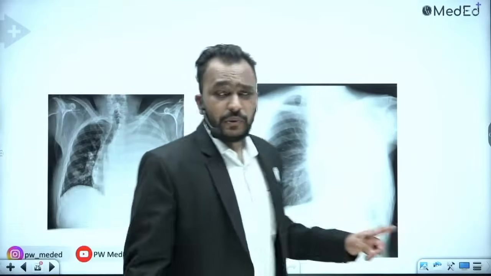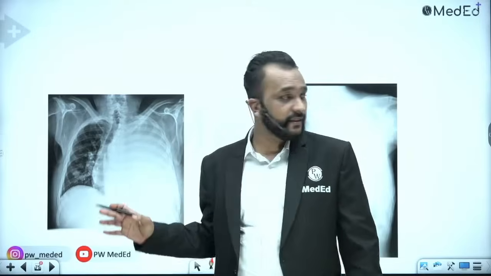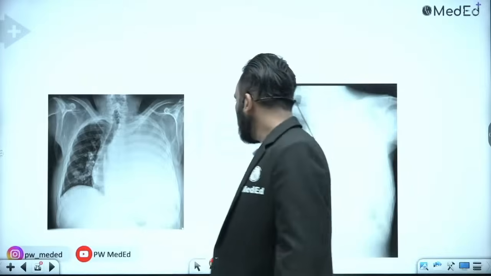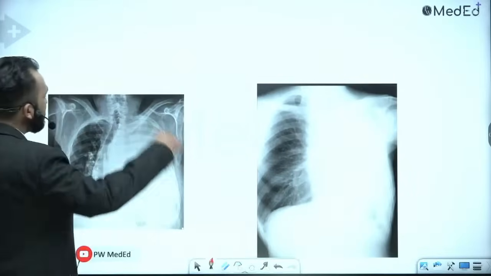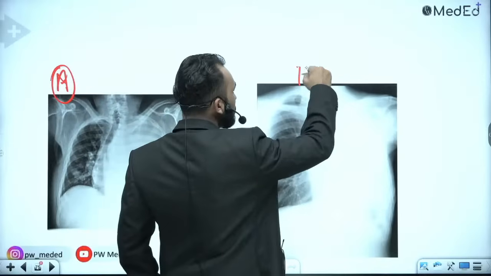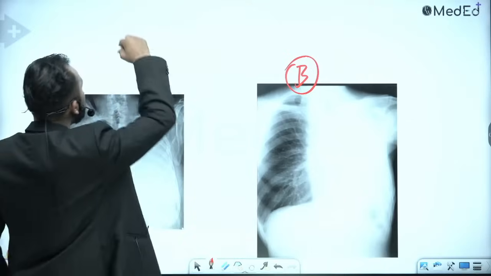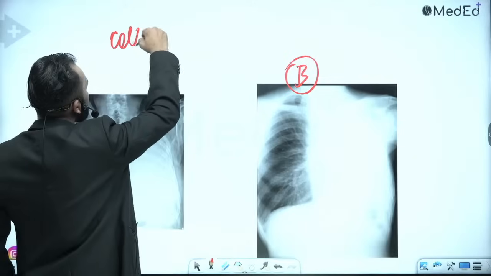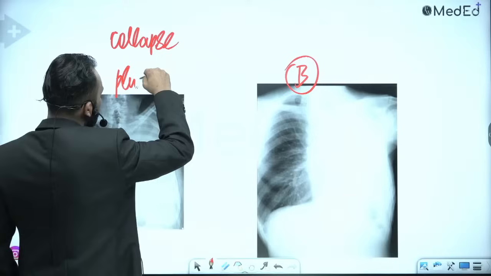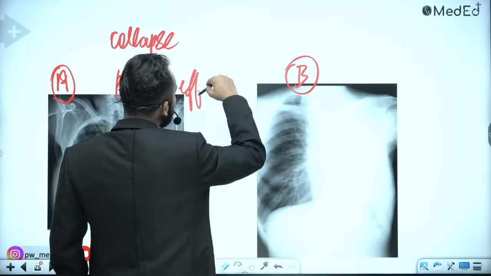So guys, I'm showing you two X-rays. In both the X-rays there is some homogeneous opacity in the left lung parenchyma. Let me label these X-rays A and B. Out of these X-rays, you have to tell me which one is showing collapse and which one is showing pleural effusion. You just have to use your common sense and you will be able to come to the answer.